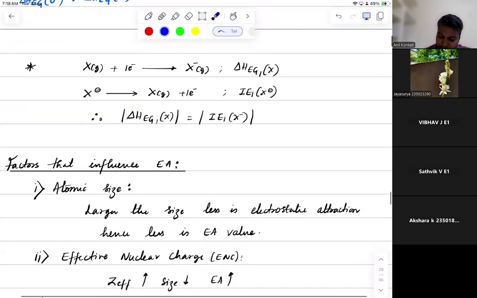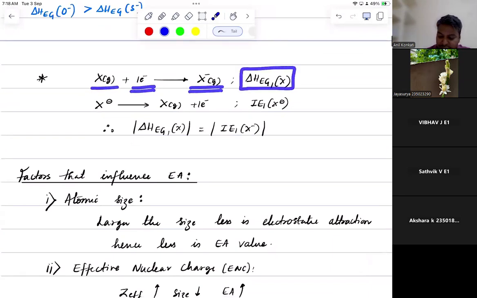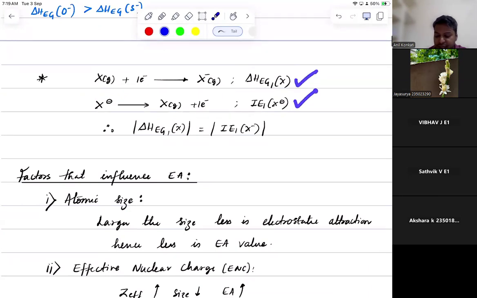Right, next. If you see X plus 1 electron giving X minus, if this is electron gain enthalpy, then if you write the reverse order, that is X minus trying to become X and releasing one electron, this is the ionization of X minus. Since the equation is same, the energy should be same. So therefore, this released energy is same as the required energy for X minus. Okay.